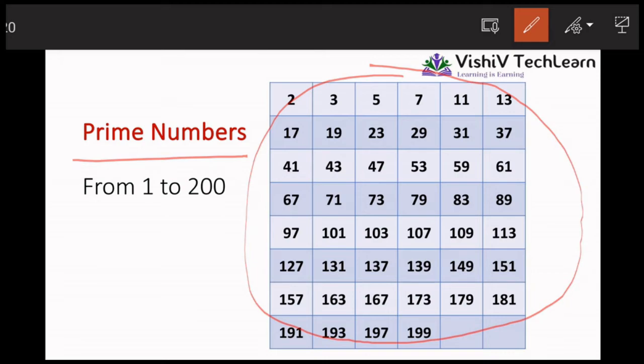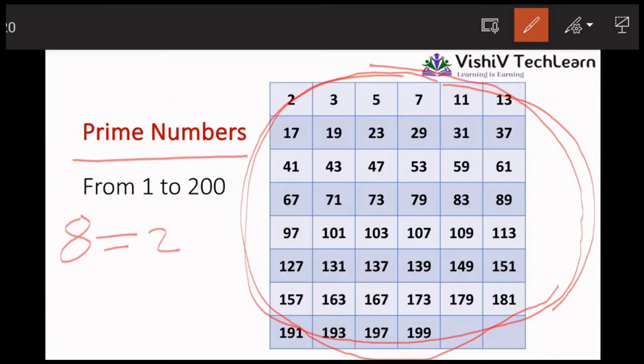The reason is, these numbers will not have any factors. Since these are prime numbers, these cannot be divided further, as well as these numbers will not have any factors. For example, if we consider 8, it has factors like 2 into 2 into 2. But if we consider any prime number, for example 43, it doesn't have any factors. 53 doesn't have any factors. 107 doesn't have any factors. So these are the prime numbers.